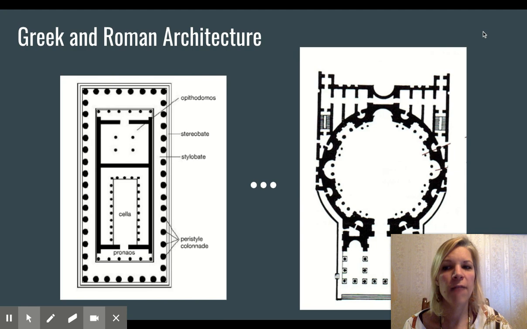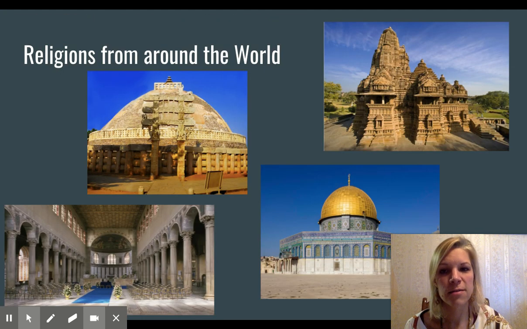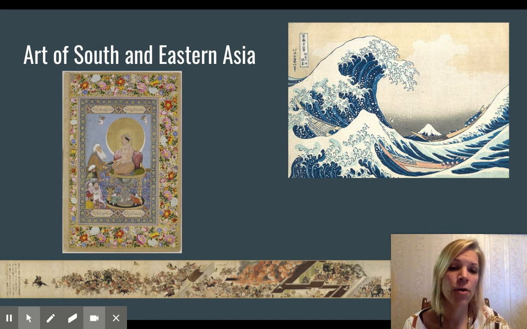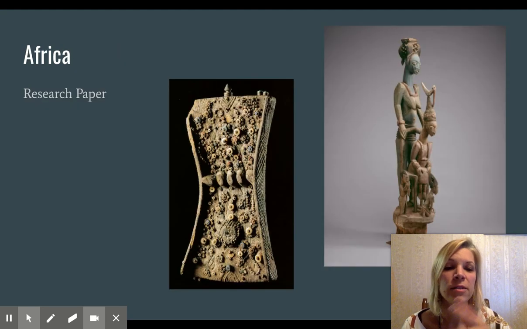So moving on through our timeline, we'll study Greek and Roman architecture, talk about the Parthenon, the Acropolis. We look at religions from around the world and we compare and contrast those, and we talk about the different backgrounds and belief systems and how the architecture represents those. We look at the art of South and Eastern Asia. We look at the indigenous Americas. And we talk about how these different cultures are all creating artwork simultaneously and how they're similar yet different across the globe. So we look globally.